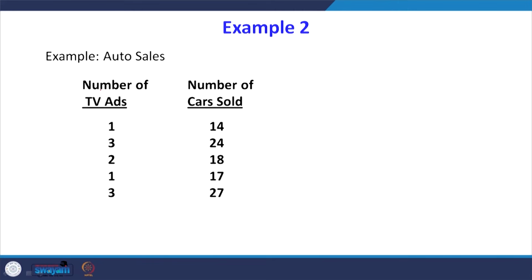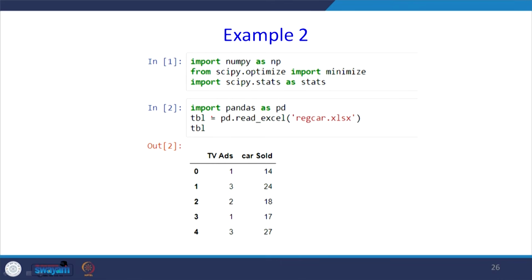As you have seen, the number of TV ads is taken as the independent variable, and the number of cars sold is taken as the dependent variable. For this data set, first we will build a regression model with the help of least square estimation. Second, we will do it with the help of maximum likelihood estimation. We will compare the answers; both will be the same. So, first we will do the least square method.